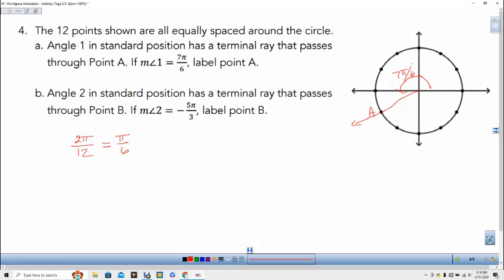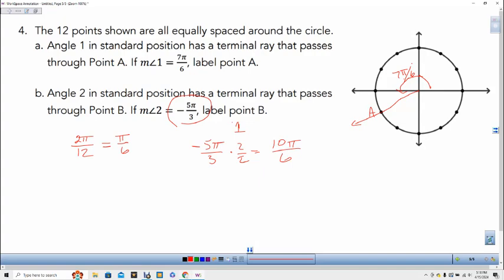All right, angle 2 is in standard position and has a terminal ray that passes through point B. If the measure of angle 2 equals negative 5 pi over 3, label point B. Now, here's the thing. Since we know our dots are counting off in sixths, why don't we take this and make it into sixths, pi over 6s instead of pi over 3s. So negative 5 pi over 3, multiply by 2 over 2. Why can we multiply by 2 over 2? Because that's a big fat 1. It's not going to change the value of this thing. It's just going to change what it looks like. So we end up with negative 10 pi over 6.